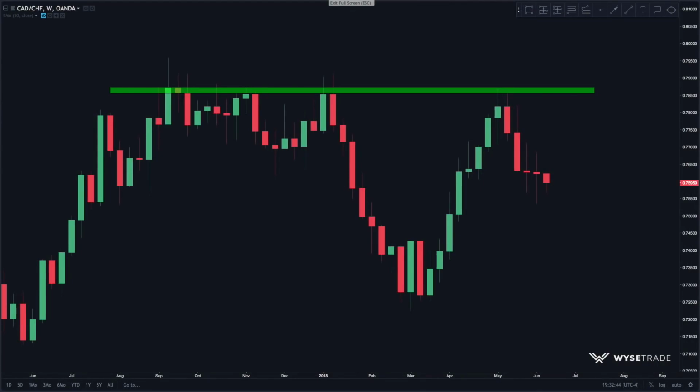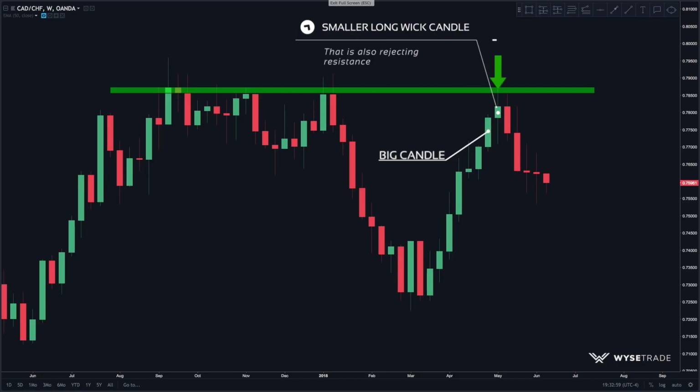Here's the CAD Swiss. Again, we have 3 rejections of this level before it reversed downwards, which makes this a key level of resistance. As price approaches this level again, we have a big green candle, a smaller green candle where the wick is also rejecting resistance, and then an even smaller candle, which is a red bearish candle. And as you can see, price reversed downwards.